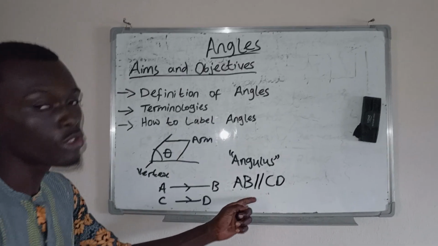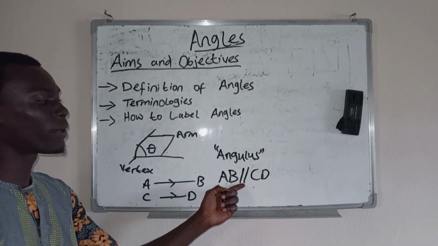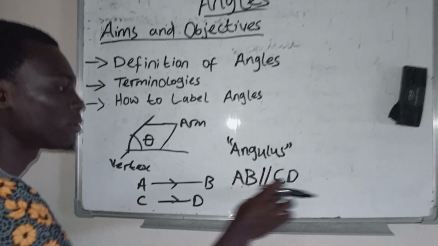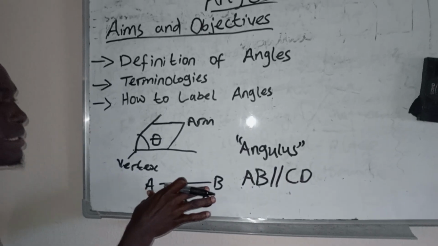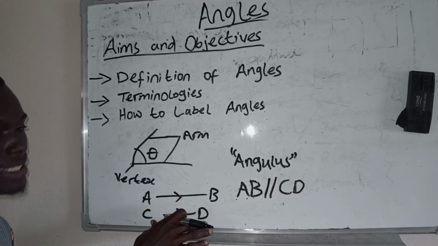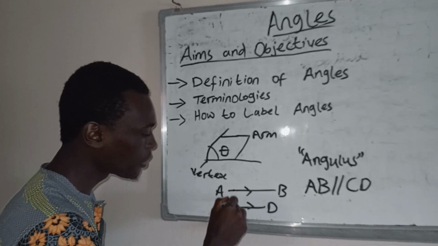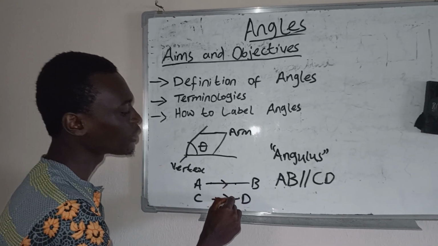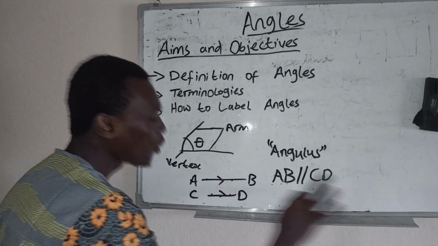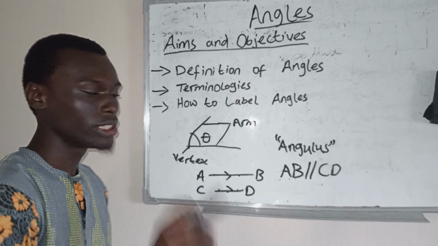This is the symbol used to show parallel lines, to show that this is parallel to this. So line AB is parallel to line CD, meaning the distance from here to here is equal to the distance from here to here. No matter how long you draw them, they can't meet.